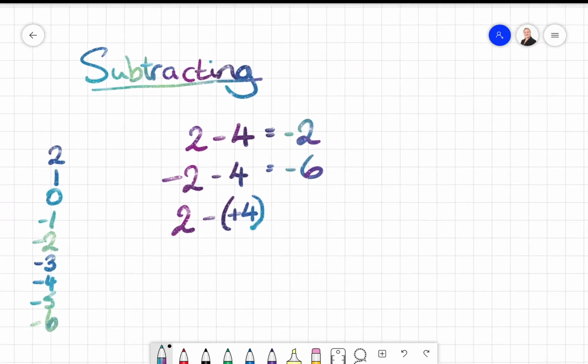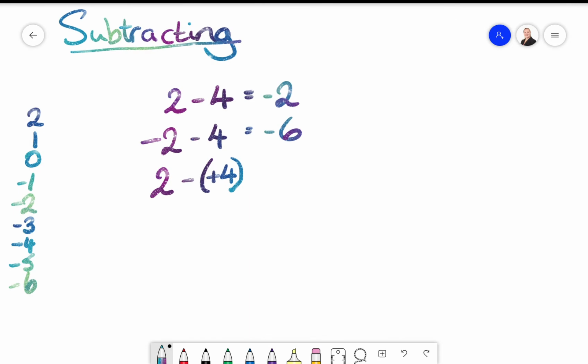I might need to go back to adding. I might have forgotten to do something on adding. Just had a thought. So I'm going to take away a plus 4. So I start at 2. If I'm taking away a positive, it's going to go down. So it's going to go down 1, 2, 3, 4 to minus 2.